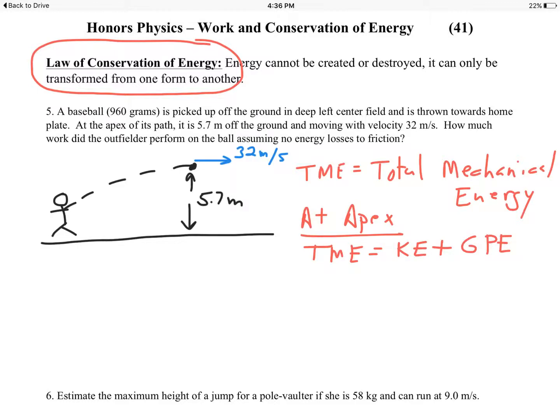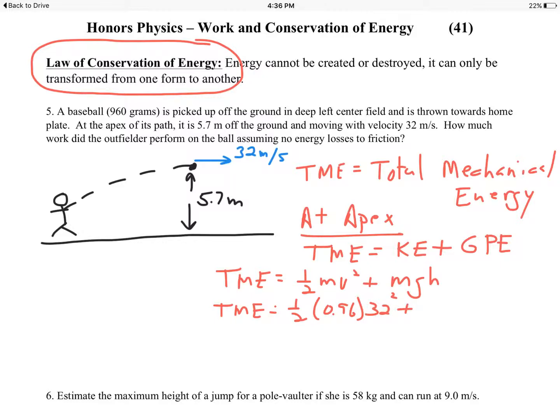So we can calculate that all out here. I'll go backwards here. The TME is going to be the kinetic energy, which is 1/2 mv squared, plus mgh. So the total mechanical energy of the ball at that top spot is 1/2 times the mass, which is 0.96 kilograms, times the velocity at that spot squared, 32 meters per second squared, plus the mass, 0.96, times g, I'm going to round that off to 10, times the height that it gained, the 5.7 meters from the ground, that the outfielder picked it up from the ground. So if we do the calculation here, we get TME equals 492 joules for the kinetic energy, plus 54 joules of GPE. I'm leaving off the units for the time being until I add these.